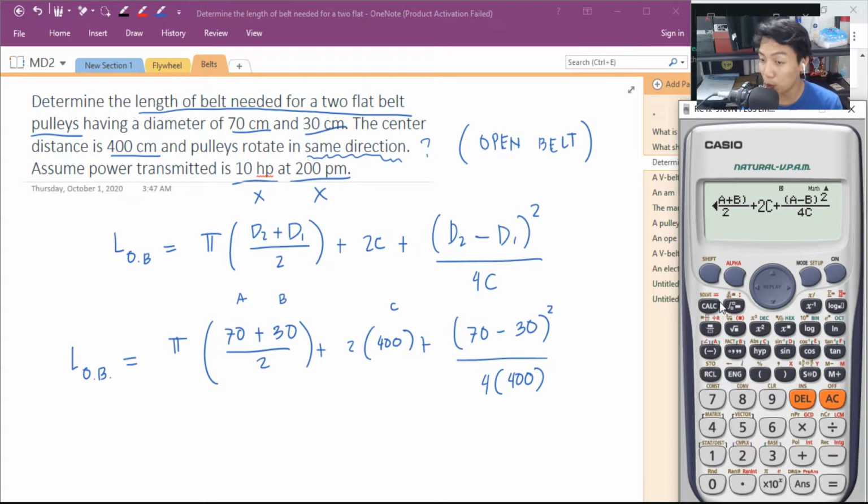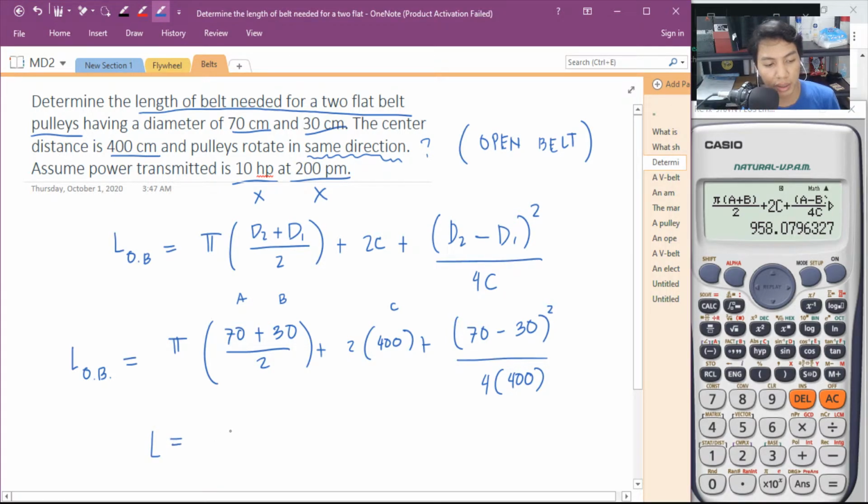Tapos, pindutin mo yung calc. O, calc, ilalagay mo na lang para kung pabago-bago ka. Meron ka may encounter kasi na problem na pabago-bago siya, maging cross belt, maging open belt. Okay? So, you have 70 for A, you have 30 for B, and then you have 400 for C. Now, isang pindutan, na-solve mo na kagad yung length ng belt. So, the length of the belt there is 958.1 cm.